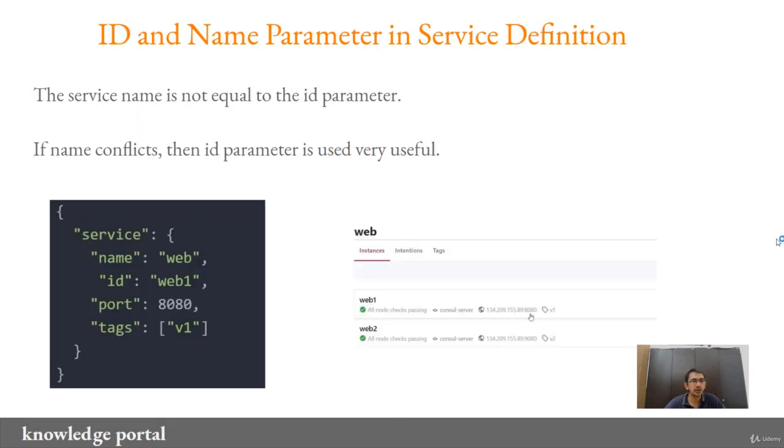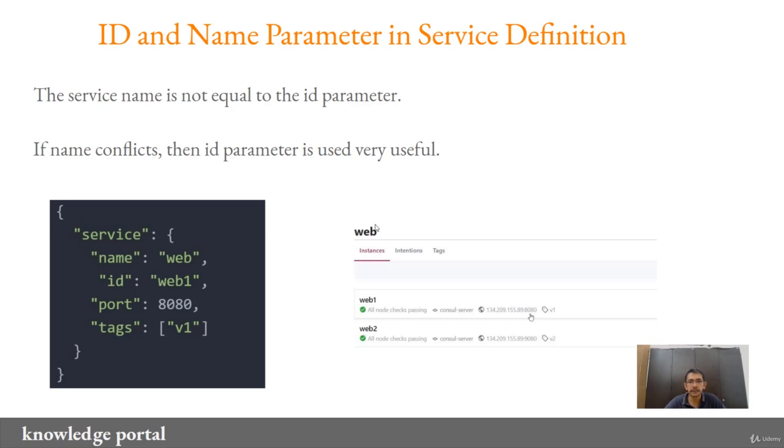The next important topic is related to the ID and the name parameter within the service definition. So do note that the service name parameter is not always equal to the ID parameter. For example, you have a service here which has a name of web and you have given the ID of web1. This is specifically important. The ID's role comes into play when there is a name conflict. If there is a name conflict, then the ID parameter will be useful to uniquely identify.